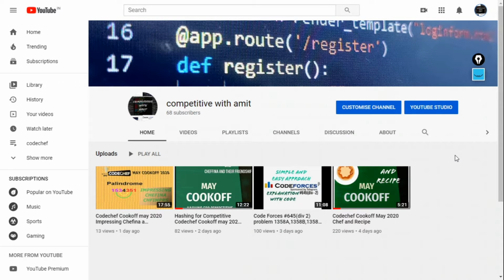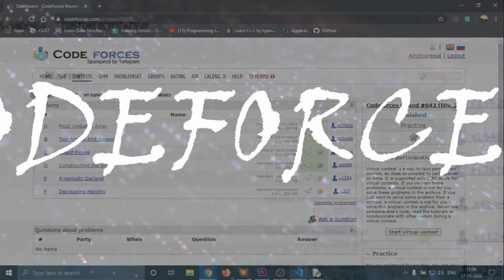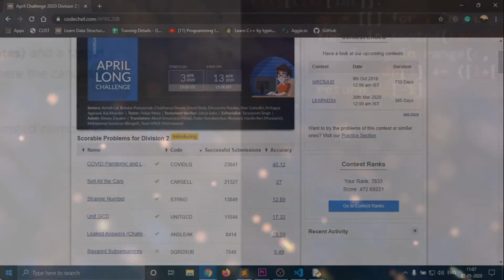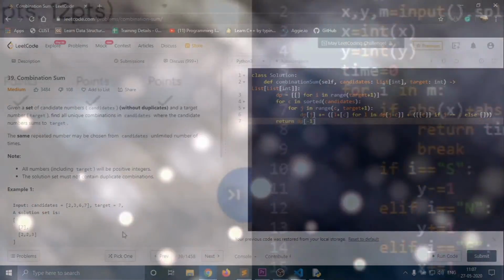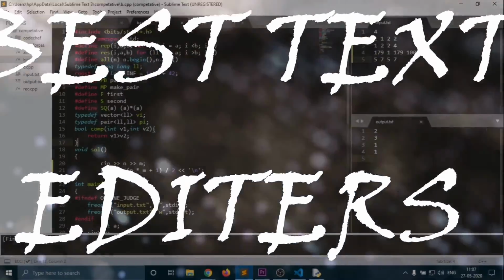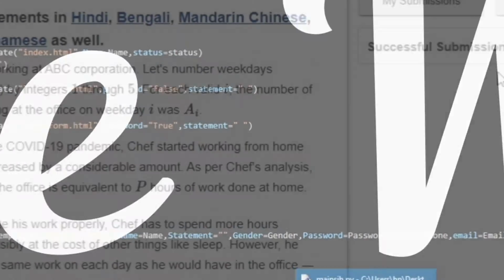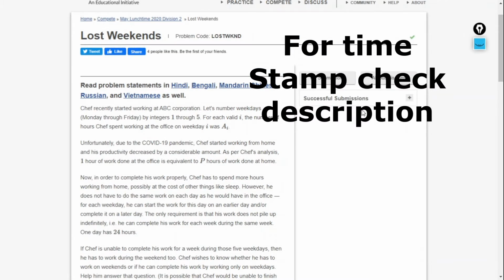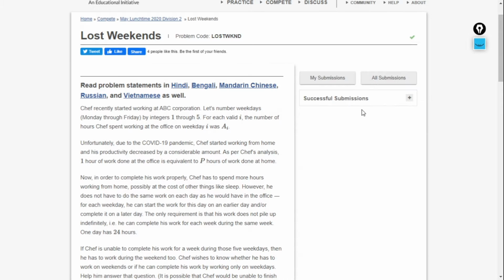Today we will discuss the problems of May Lunchtime 2020. So today we will discuss the first two problems of May Lunchtime 2020 Division 2. The first question was that there is a person who used to work in a company. Nowadays, due to lockdown, he works from home, where 1 hour of work in the company is equivalent to P hours of work done at home.